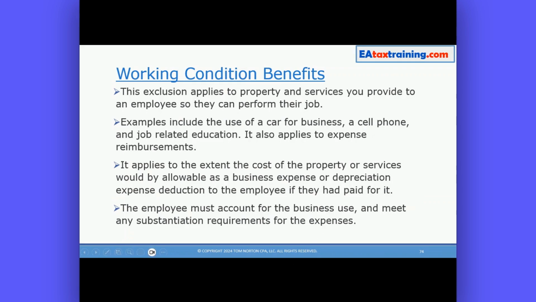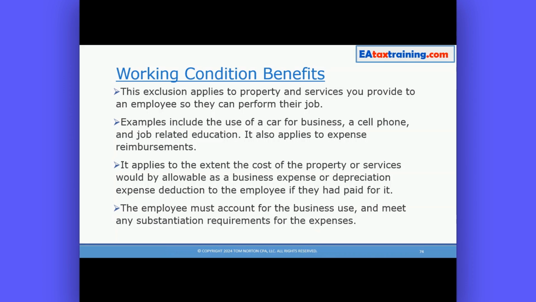Working condition benefits. So we've talked about this a couple of times. This exclusion applies to property and services you provide to an employee so they can perform their job. Examples include the use of a car for business, a cell phone, and job-related education. It also applies to expense reimbursements. We've already talked about some of those specifics, but this is where it's actually saying the part that you are including for business purposes, for instance, is excludable from income.